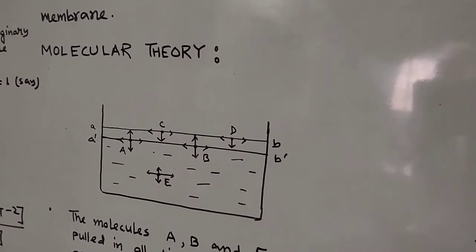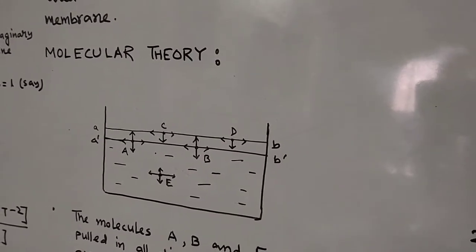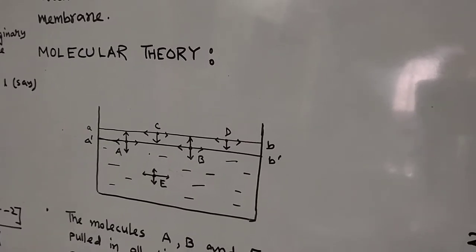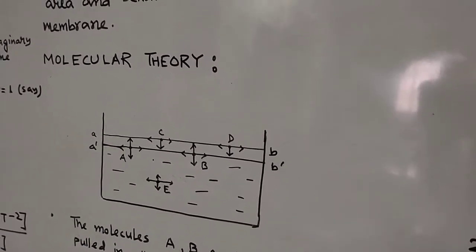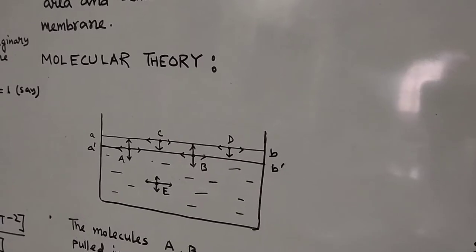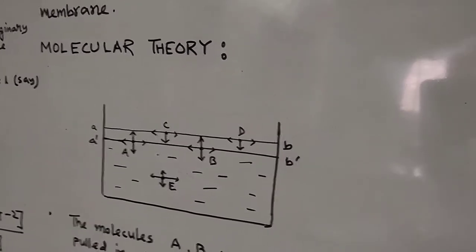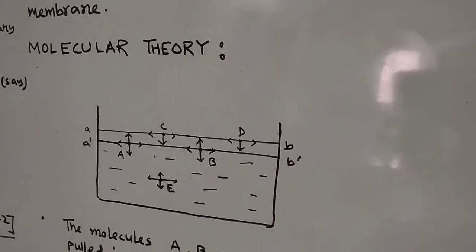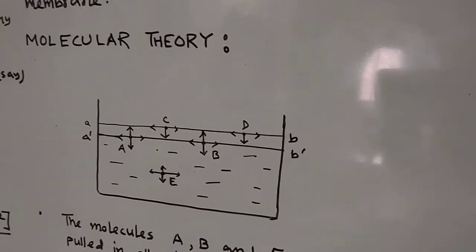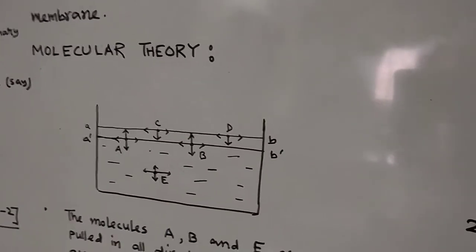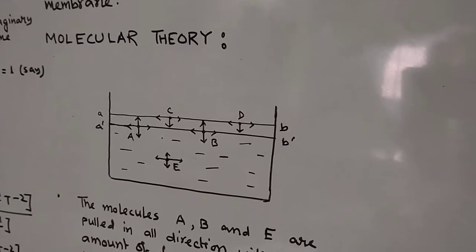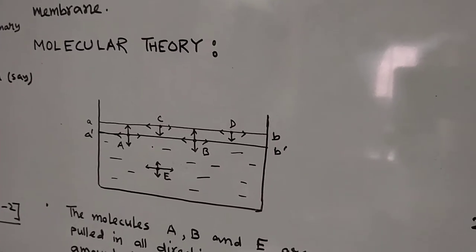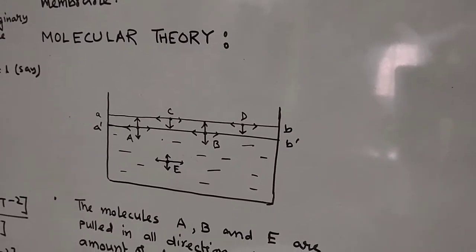But for C and D, you see the force is in the left direction, right direction, and downward direction. Left and right balance each other, but the downward force can't be balanced by an upward force. So what will happen? C molecules try to get down, and D molecules also try to get down. So all the molecules available on the level AB try to get down.